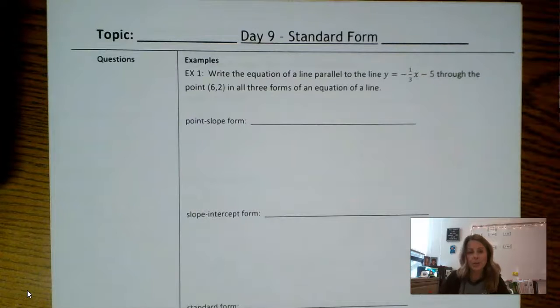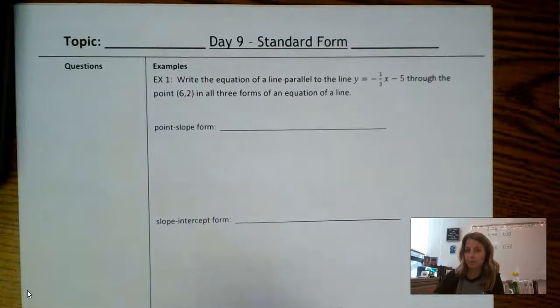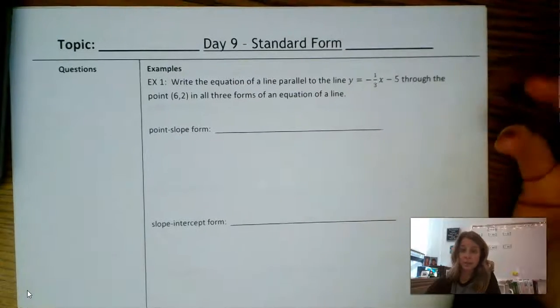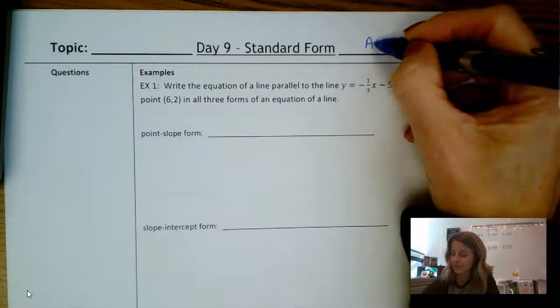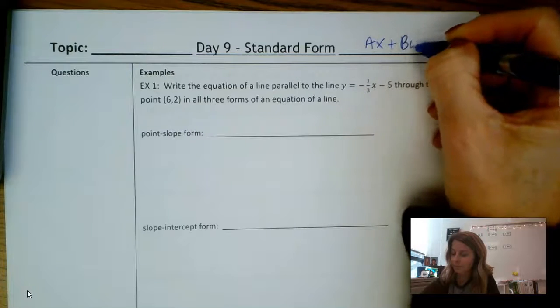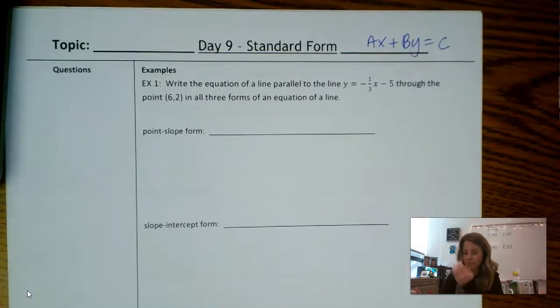Hi, we are going to work on standard form a little more in this video. This is really an extension of the first standard form video. Before we go into the first example, let's write down over to the side what standard form is. Remember, it's got the a, b, and c in it. So I've got ax plus by equals c, and I can not have any fractions or decimals in my equation. We are going to convert between our three formats.